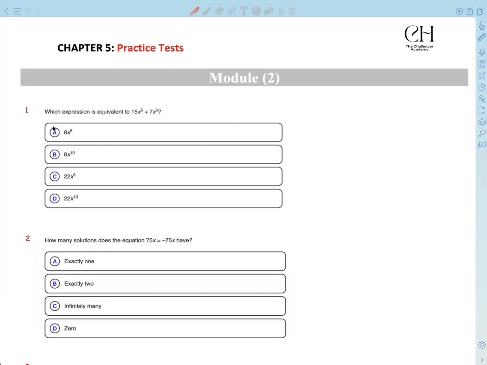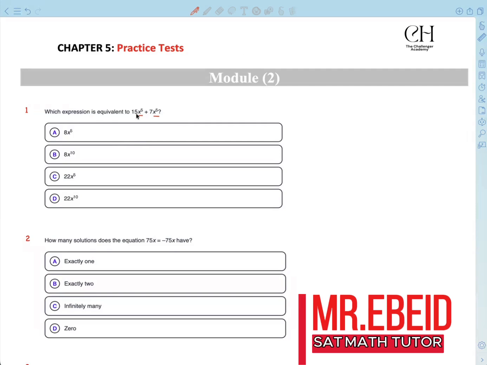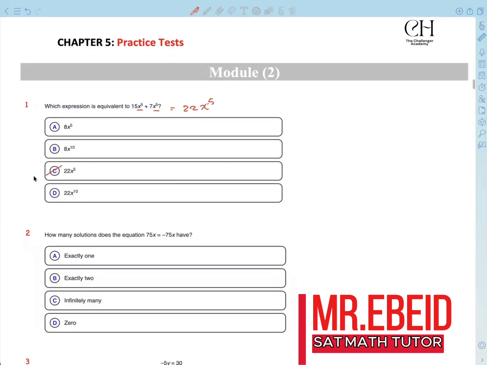Let's get started. Which expression is equivalent to 15x raised to the power of 5 plus 7x raised to the power of 5? We have the same base with the same exponent. It means we can add both together. You'll add the coefficients, 15 plus 7, which equals 22, and write down x raised to the power of 5. So the answer is C. Let's move to question 2.